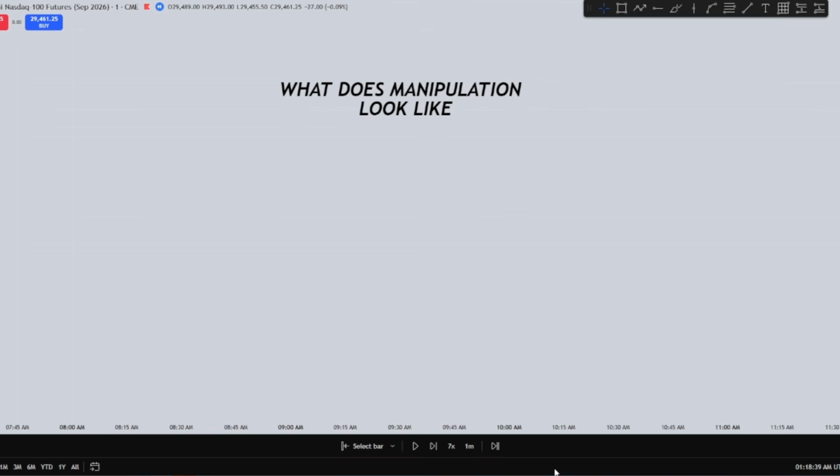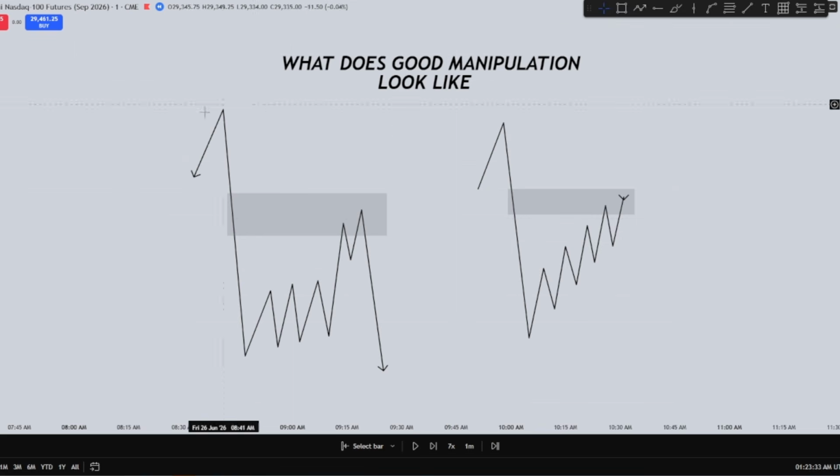Now we're going to be looking at what manipulation actually looks like. On the left here, we have what looks like very solid manipulation. This is what you want your manipulation to look like: either a massive move up or down into a key level, in the opposite direction of where you want price to distribute.